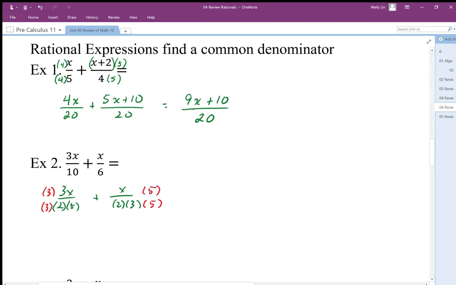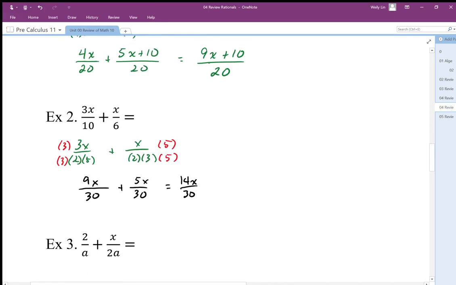I need to make sure to do top and bottom to balance the fraction. And then now, with the common denominator of 30, I can now add those fractions together. Okay, and this one here just happens I can simplify this fraction to 7x over 15.